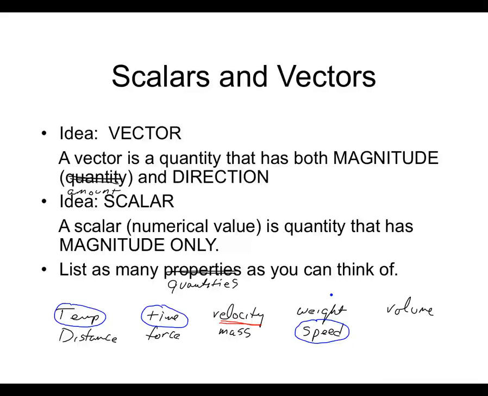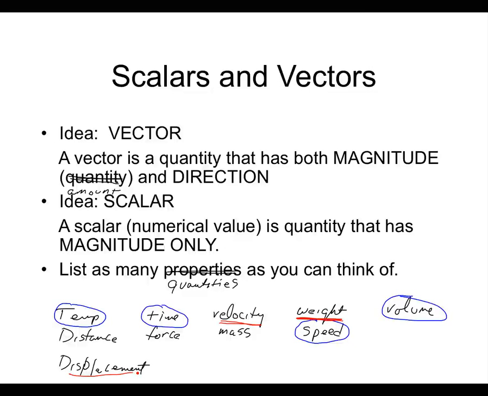How about weight? It could be argued either way, but it could be a vector because weight has direction. Weight is the force of gravity on something, so your weight has direction straight to the ground. So it's actually a vector. Volume. Scalar, no direction. Distance. Okay, so displacement is the vector, distance is the scalar.